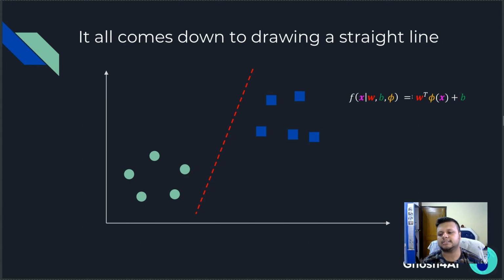This is exactly similar to the equation y equals mx plus b, or mx plus c, as you are more comfortable writing it. Anyway, this is the equation of the straight line. This is what we have to find. This is what almost every algorithm tries to find.